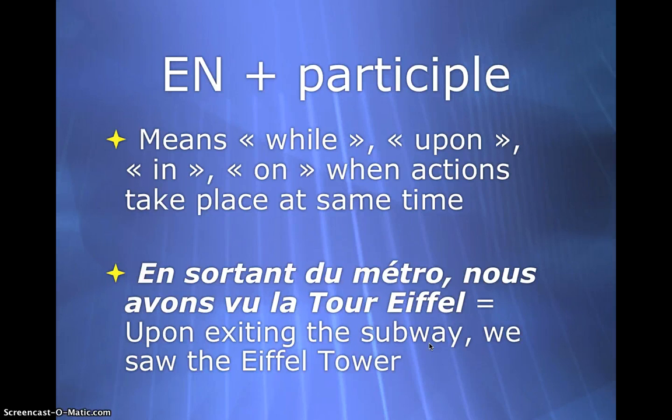So, en sortant du métro, nous avons vu la Tour Eiffel. Upon exiting the subway, we saw the Eiffel Tower. Or as we were leaving the subway, we saw the Eiffel Tower. So you can see that these 2 things were happening at the same time. The participle is here, sortant, so while we were leaving, and then here's our passé composé, nous avons vu. So it expresses 2 things that happened at the same time.